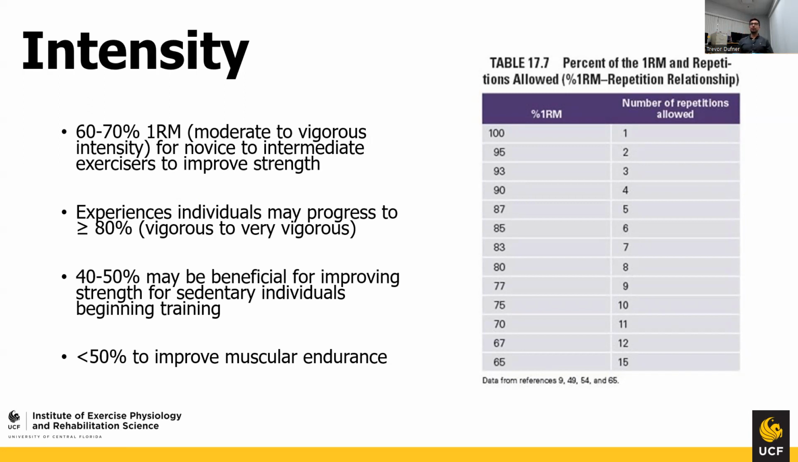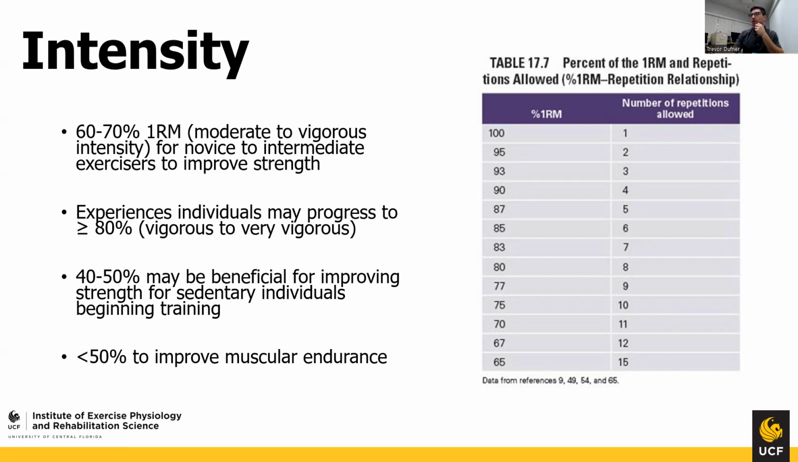Experienced individuals may progress to greater than 80%, vigorous or very vigorous. So essentially, you do not want to be putting individuals that are novice to loads that are higher than 80% of their estimated 1RM until you feel that they are very, very comfortable with that and they have been trained over a period of time. And by comfortable, I don't mean they've done it once. Comfortable means their form looks good, they're able to solidly and consistently move throughout the range of motion for a repetition, and then you can say, all right, we are ready to move on. And then another note here, loads lower than 50% typically improve muscular endurance.